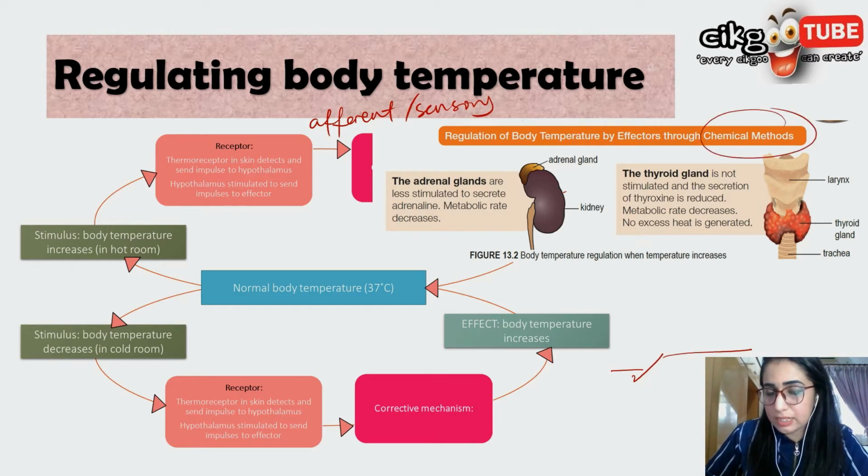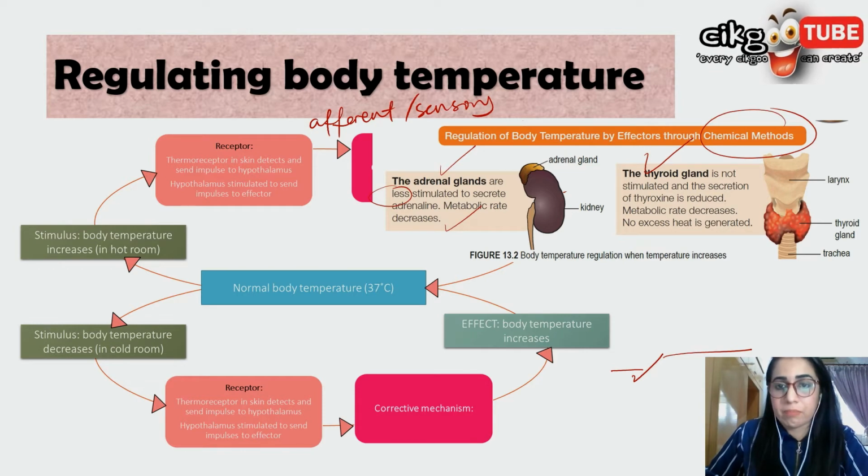Also, there are chemical methods. So what does this chemical method do? Chemical methods work through the glands. We have the adrenal gland and also the thyroid gland. The adrenal gland is less stimulated to secrete adrenaline. So when there is less adrenaline, the metabolic rate also decreases, to reduce energy loss.